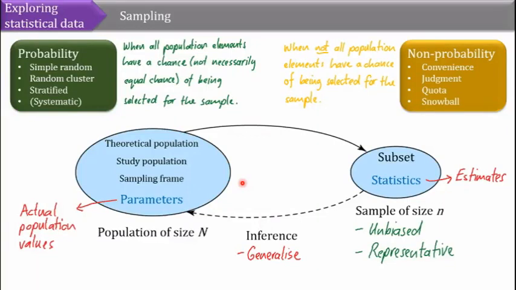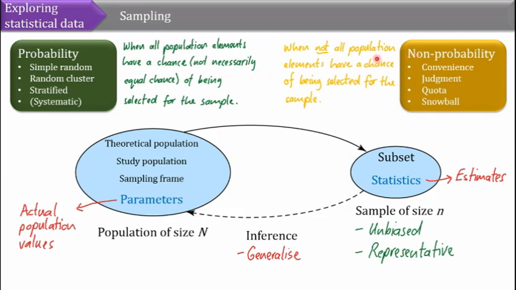Hi everyone. In part 1 on sampling, we looked at some definitions and a little bit of theory. This is now part 2, where we will be looking at selecting samples using probability sampling methods. Now, just a reminder, probability sampling is when all the elements have a chance of being selected, and it doesn't necessarily have to be an equal chance.